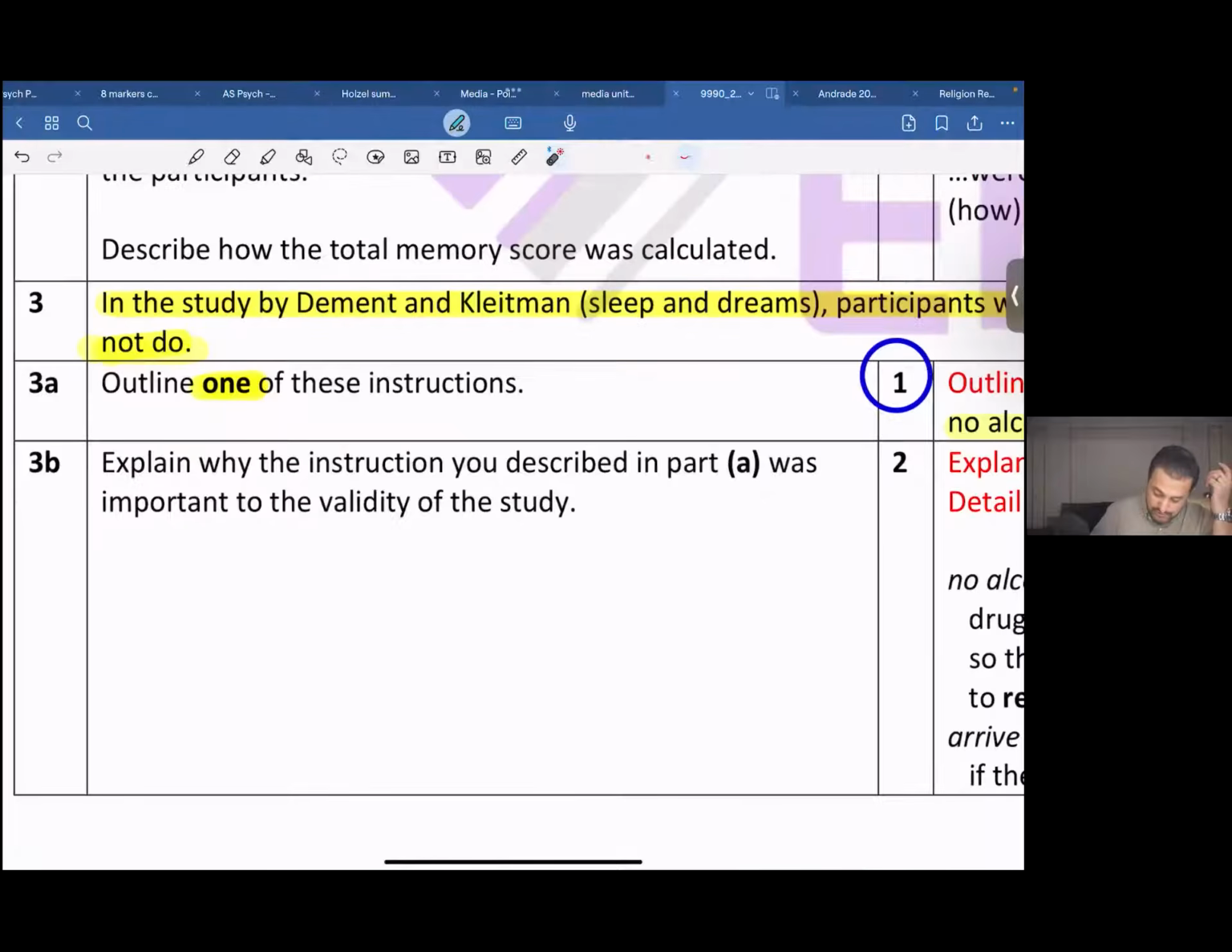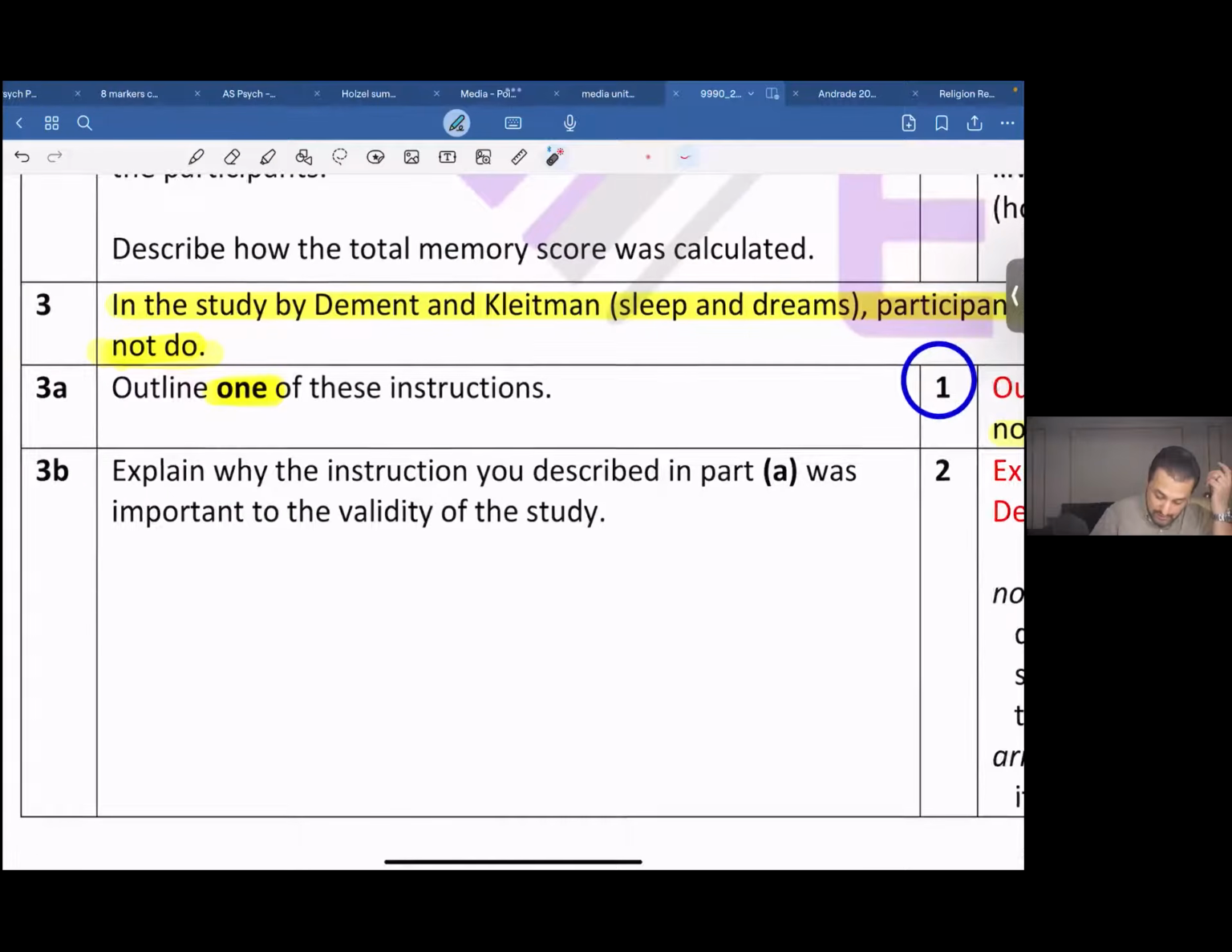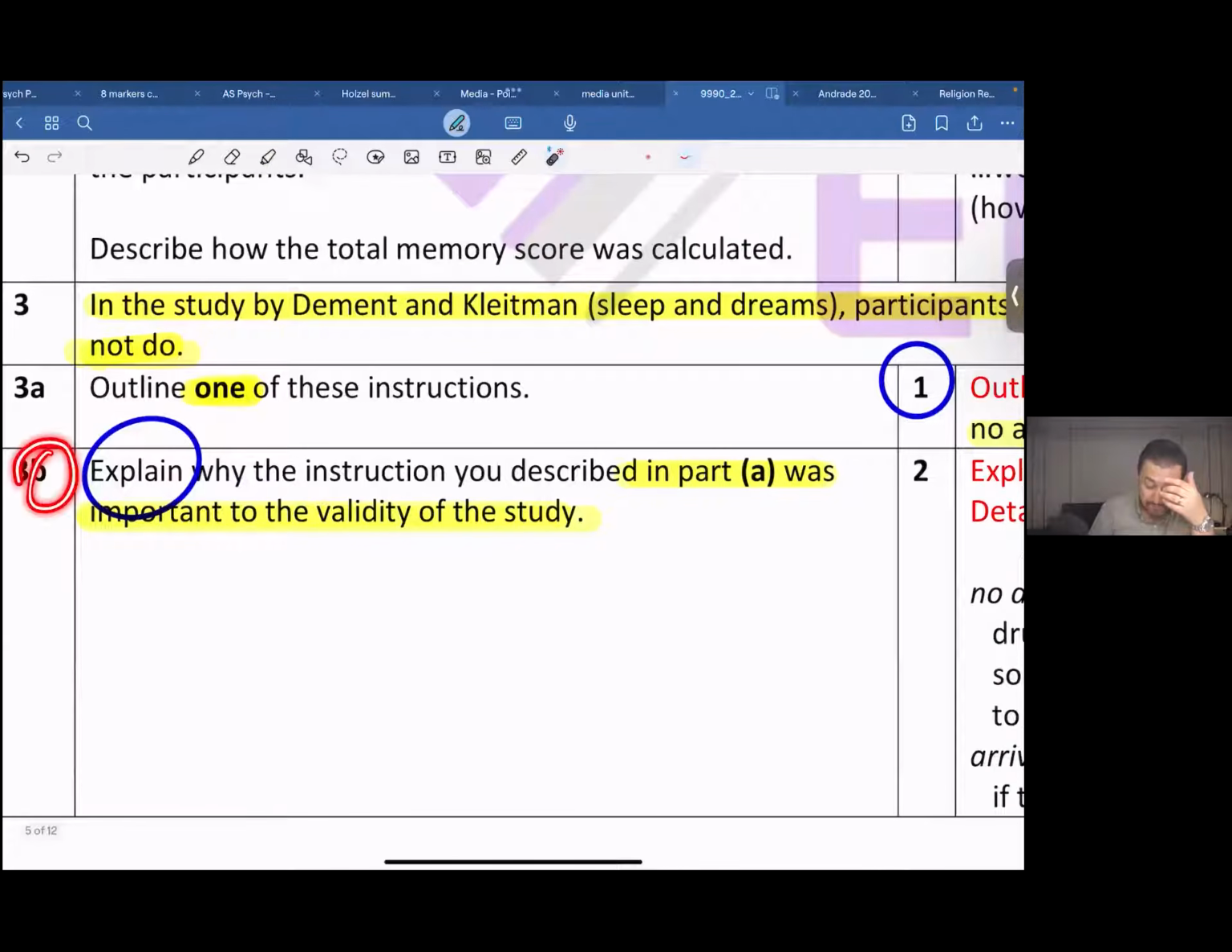The second question reads, explain. The command word again over here is explain. Explain why the instruction you described in part A was important to the validity of the study. Now, I keep on saying this, as I did while explaining paper one as well. Questions of this nature, when you see the first question and the second question, they're both connected. In other words, the answer that you're writing for the second part would actually be dependent on the first part.